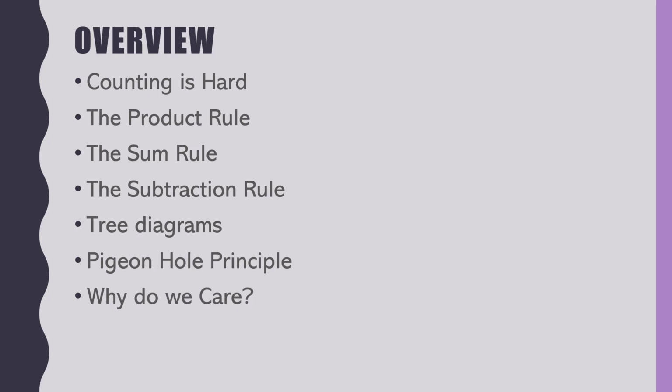So number one, counting is hard, right? It doesn't seem like it, but you'll see. All right, and we're going to talk about the product rule. We're going to talk about the sum rule, the subtraction rule, which is also known as the inclusion-exclusion rule, then tree diagrams, the pigeonhole principle, and why do we care about all this stuff, right? We're going to talk about all that stuff today.